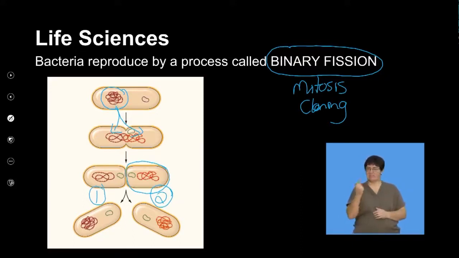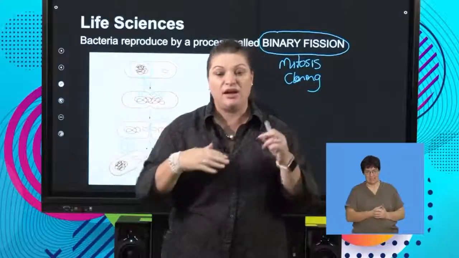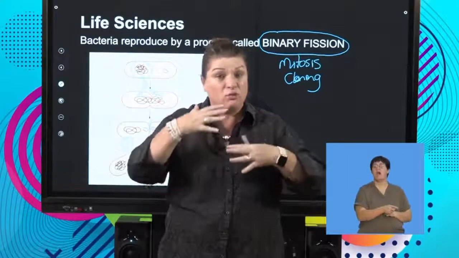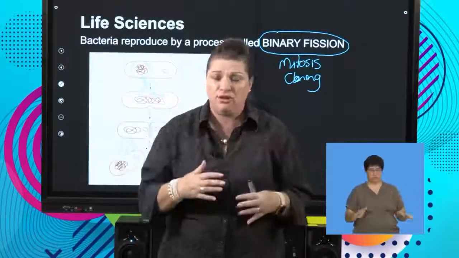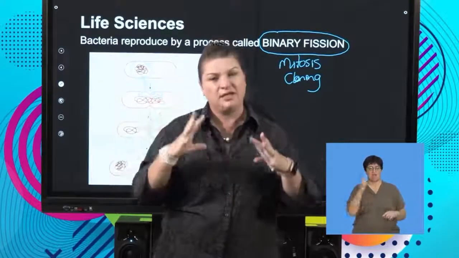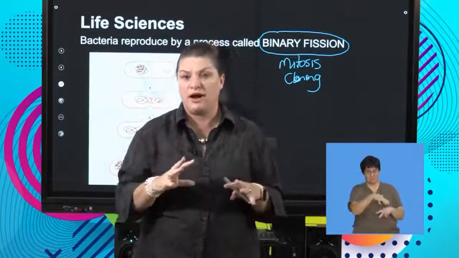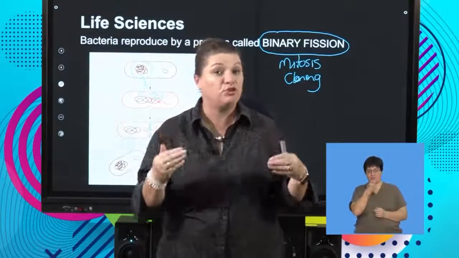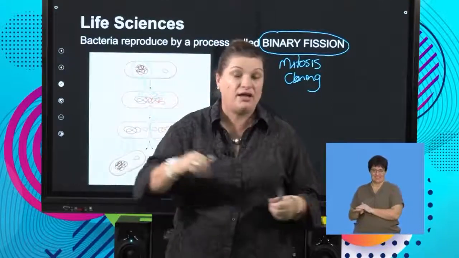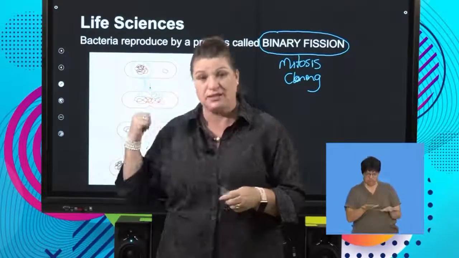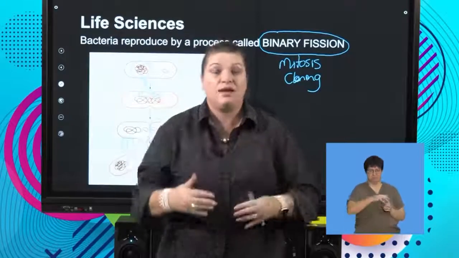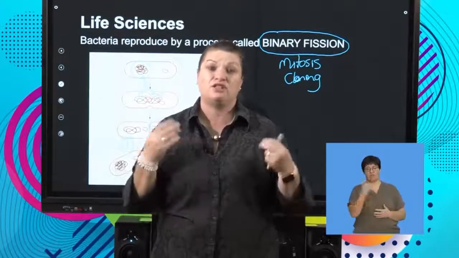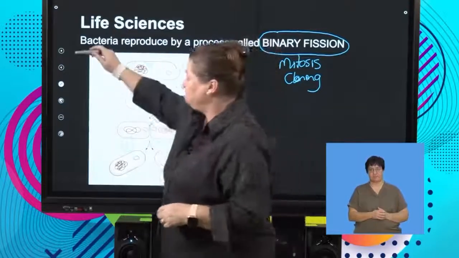So nice and easy. And that is why you will notice once your bacteria starts to grow, it grows very, very quickly, especially if it's a nice, warm environment. That's why we put our food in the fridge, so that we can stop or slow down the process of it dividing to make more copies of itself so our food doesn't go off.